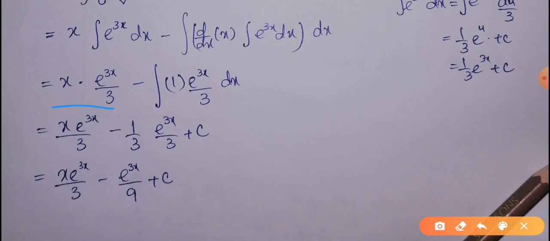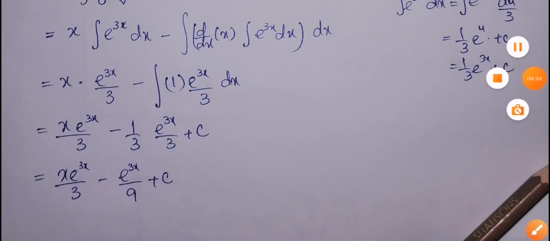So x e^(3x)/3 minus 1/3 taken out, and the integral of e^(3x) will be e^(3x)/3, and here is the final answer for this.